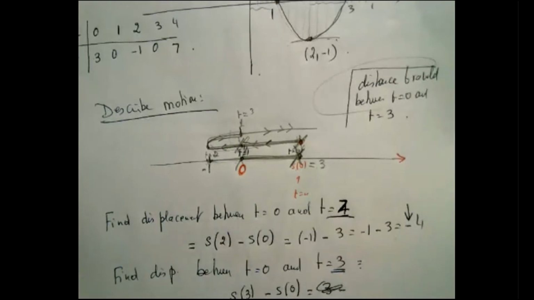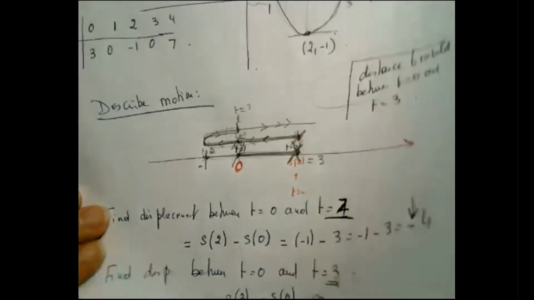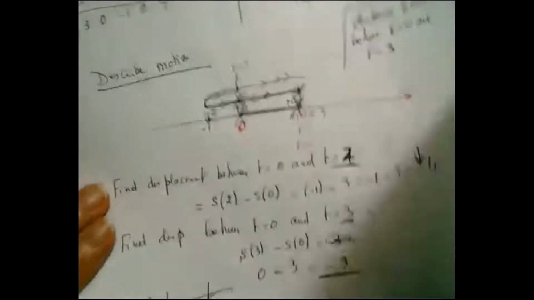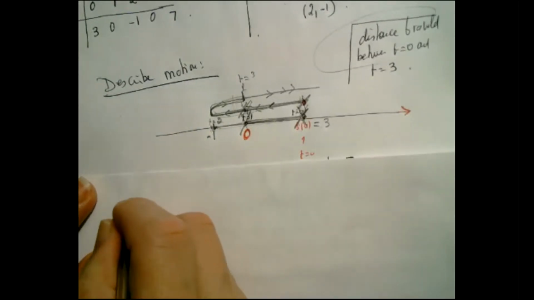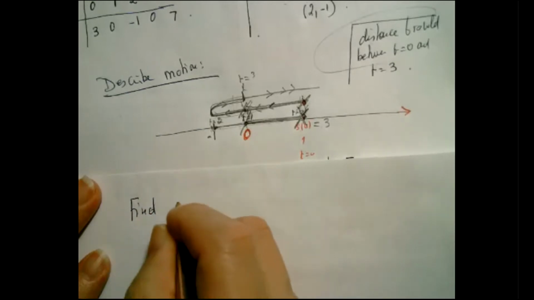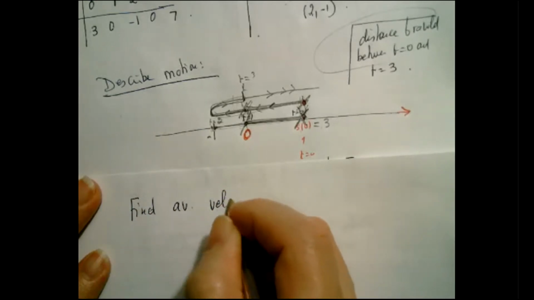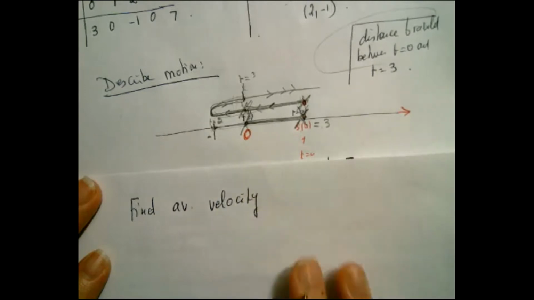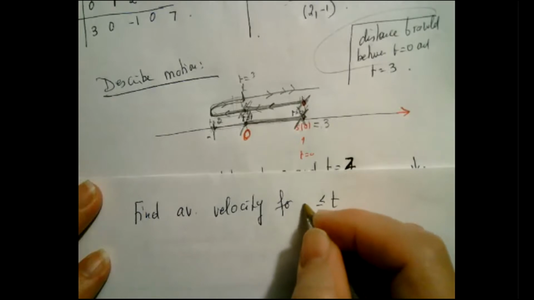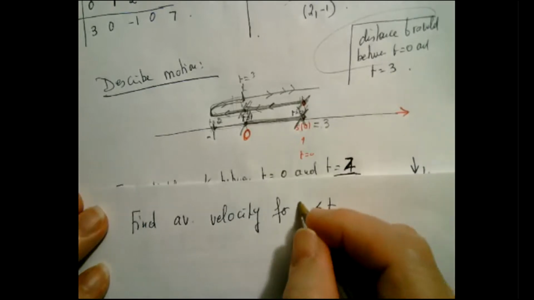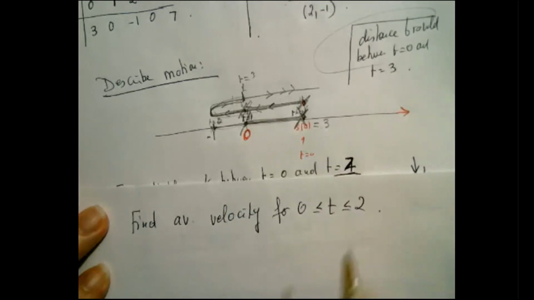Okay. So that's the displacement. So by how much the object changed position. That's really what the displacement is. Now, the rest is going to be back to the motion. So question number 2 is find the average velocity. Find the average velocity for t between 0 and 2.